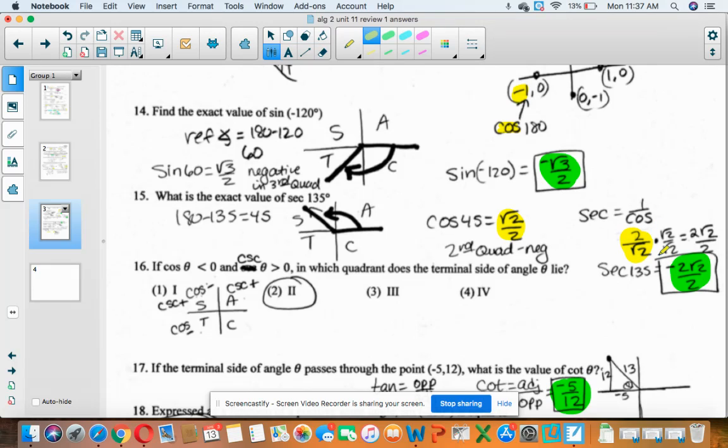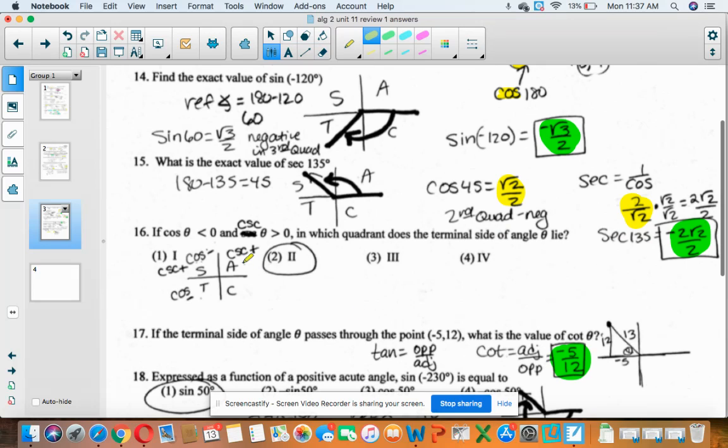And then I have to rationalize the denominator. So I multiply it by radical 2 over radical 2, and I get 2 radical 2 over 2. And those 2's can actually cancel. But don't forget that it is negative. So the negative 2 and the 2 can cancel, and it's just negative radical 2.